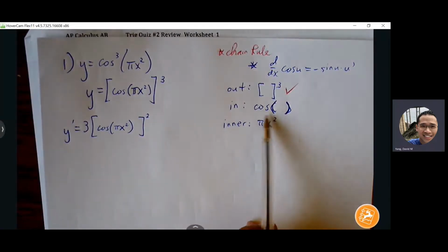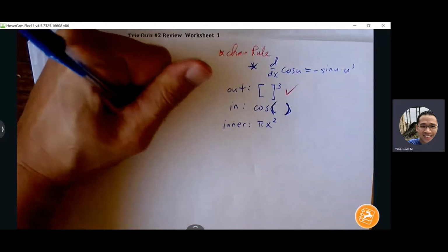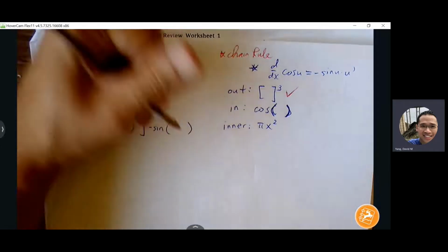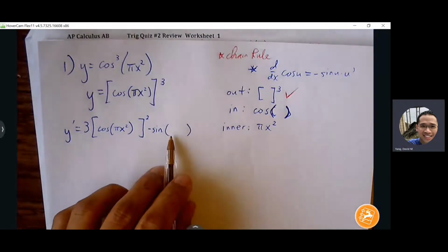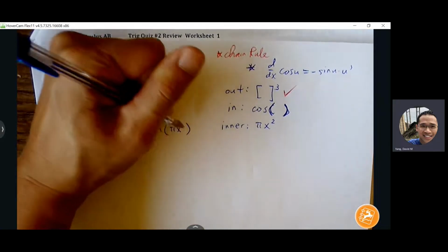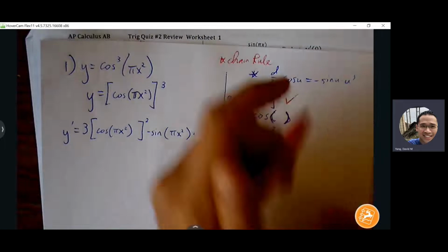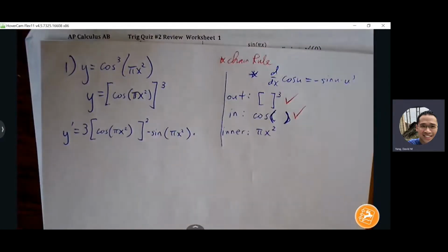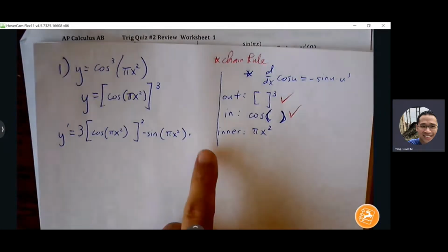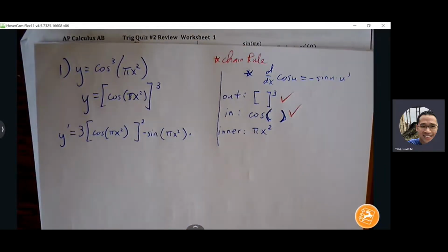Cosine becomes negative sine of parentheses. Drag in the pi x squared. Took care of the middle portion. And finally, the innermost portion becomes times 2 pi x.